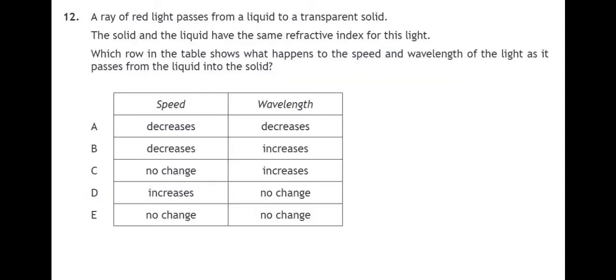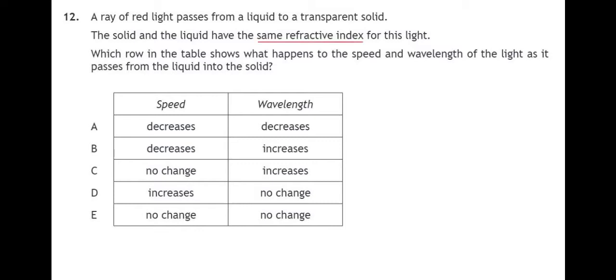Number 12. A ray of red light passes from a liquid to a transparent solid. The solid and the liquid have the same refractive index for this light. Which row in the table shows what happens to the speed and wavelength of the light as it passes from the liquid into the solid?